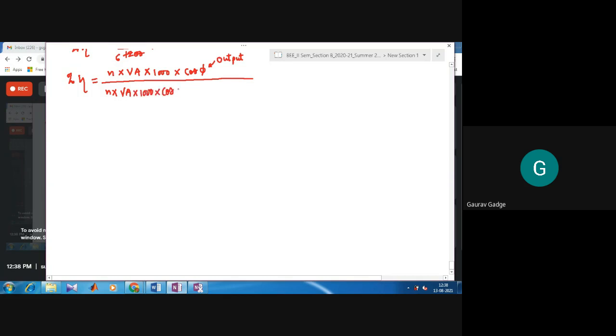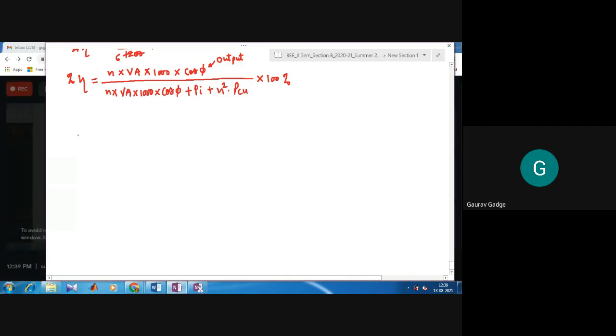Those who are there in the classroom, just write down this formula. It has already been discussed in yesterday's class, but as we have to solve the numericals, you need to have this particular formula for solving numericals. Okay, so this is one way. Another way of finding the efficiency.